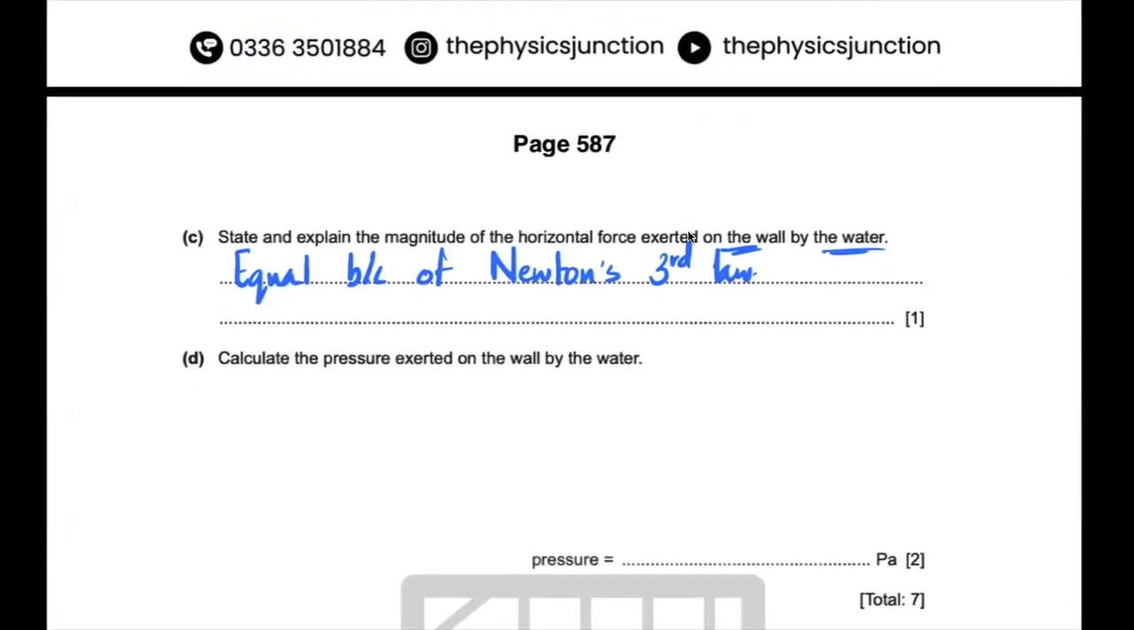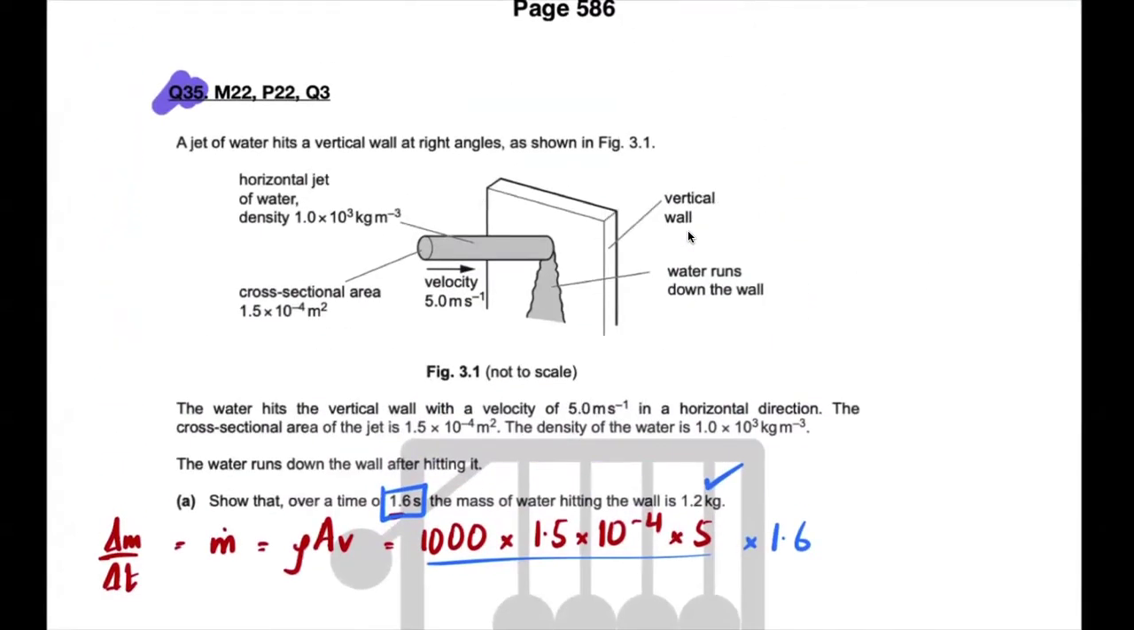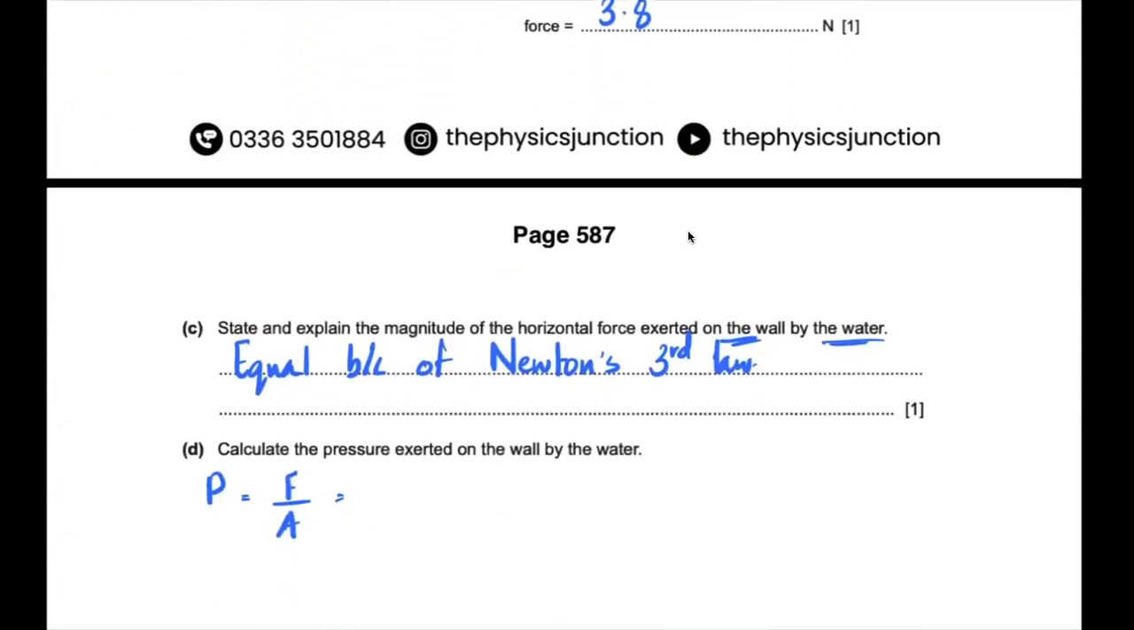Calculate the pressure exerted on the wall by the water. Pressure, even though we haven't studied this yet, is an O-level concept. Pressure equals force over area. So force I found, and it basically hits that same area because this is kind of like sticking to it. So there's no gap, so water can't follow a projectile motion out of here. So force and area is 1.5 into 10 to the negative 4. So 3.8 over 1.5 into 10 to the negative 4.